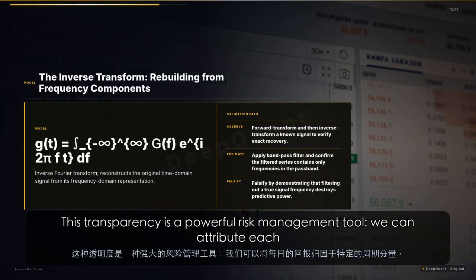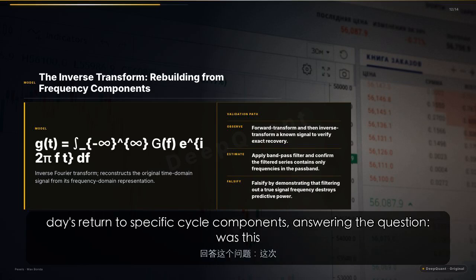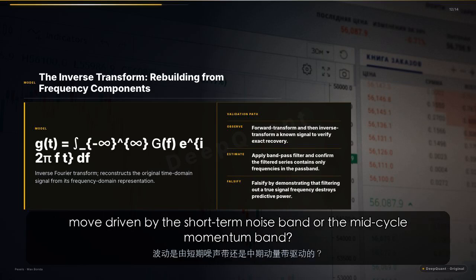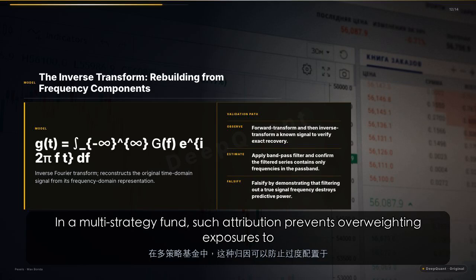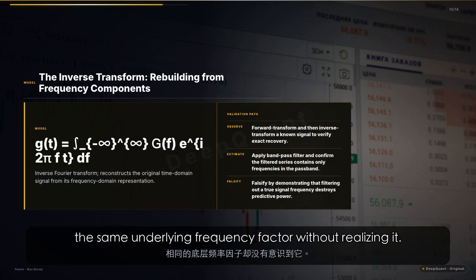This transparency is a powerful risk management tool. We can attribute each day's return to specific cycle components, answering the question: was this move driven by the short-term noise band or the mid-cycle momentum band? In a multi-strategy fund, such attribution prevents overweighting exposures to the same underlying frequency factor without realizing it.